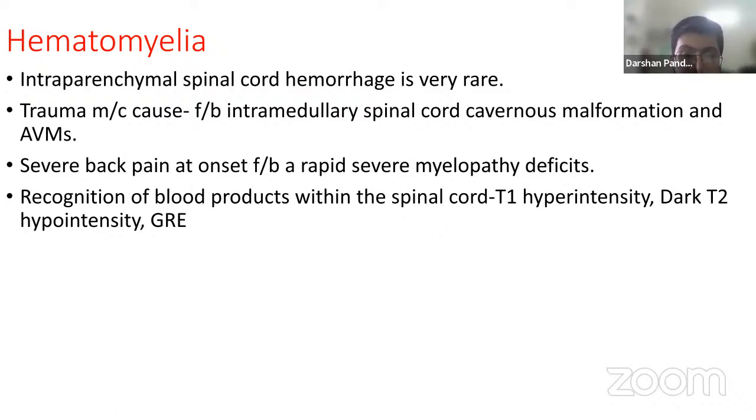Trauma is the most common cause. Intramedullary spinal cord cavernous malformation and AVM are the second and third most common causes. Presentation is severe back pain at onset followed by rapid severe myelopathy, and you should recognize the blood products within the spinal cord.